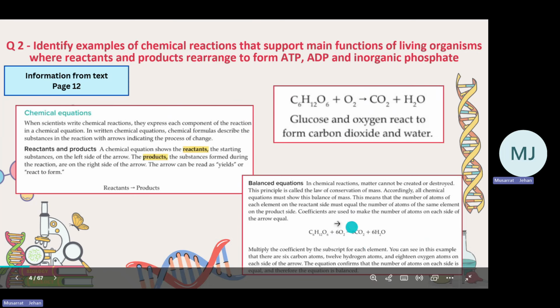Now we'll check from this side. How many oxygens are here? Here we have 6 oxygens in this compound, and in this there are 6 times 2, that is 12. So 12 plus 6, 18. So we have 18 on one side and 18 on the other. Now it is balanced. So it is important to balance chemical equations, because according to the law of conservation of mass, matter cannot be created or destroyed in a chemical reaction.